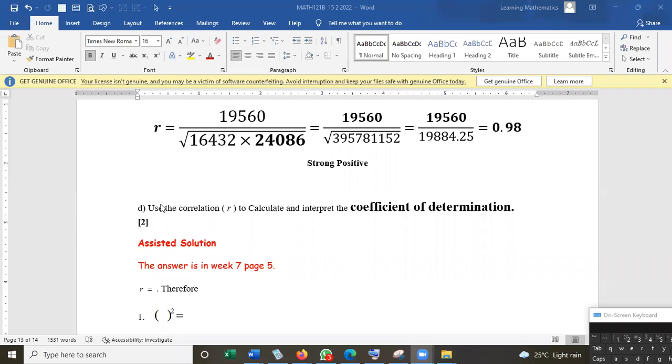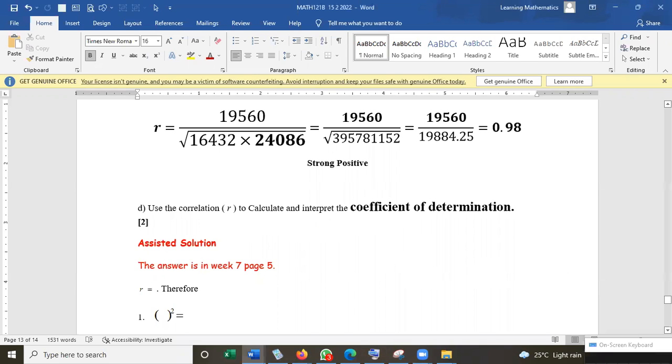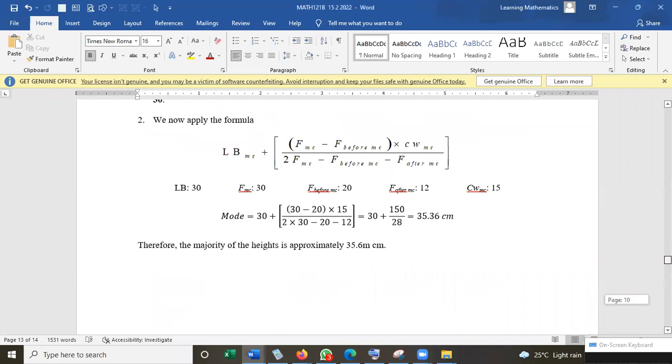This question is saying use the correlation R to calculate and interpret what you call the coefficient of determination. Bear in mind we are calculating descriptive measures to describe a data set. Specifically, we are analyzing the relationship between two variables. In this example, it is hours of study and score.